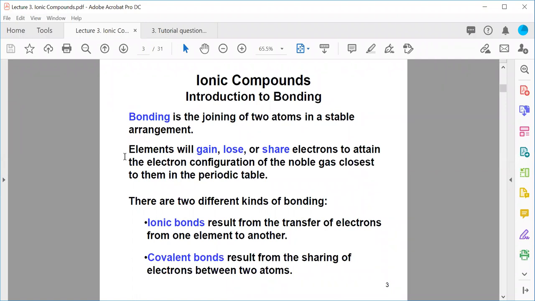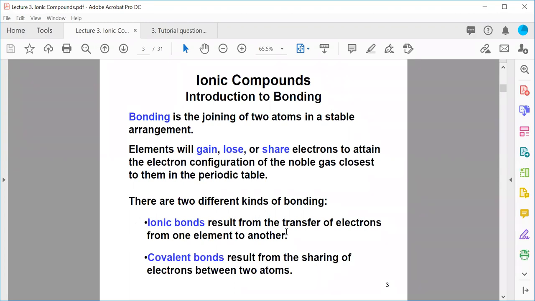When we're talking about the chemistry of atoms, of any elements, that chemistry, or in other words the reactivity of the atoms, is really determined by the electrons. And elements, as you'll see, will tend to gain, lose, or share electrons to attain that stable configuration. So here are the two major types of bonding. As I said, there are lots of others. This is the one we'll concentrate on tonight, ionic bonds.